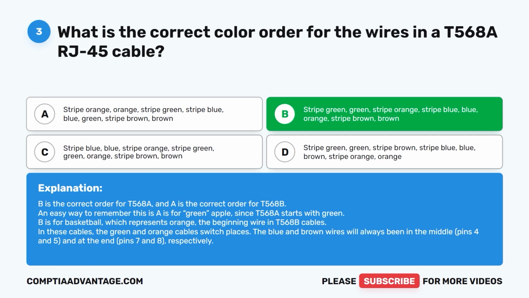B is the correct order for T568A, and A is the correct order for T568B. An easy way to remember this is A is for green apple, since T568A starts with green. B is for basketball, which represents orange, the beginning wire in T568B cables. In these cables, the green and orange wires switch places. The blue and brown wires will always be in the middle, pins 4 and 5, and at the end, pins 7 and 8, respectively.